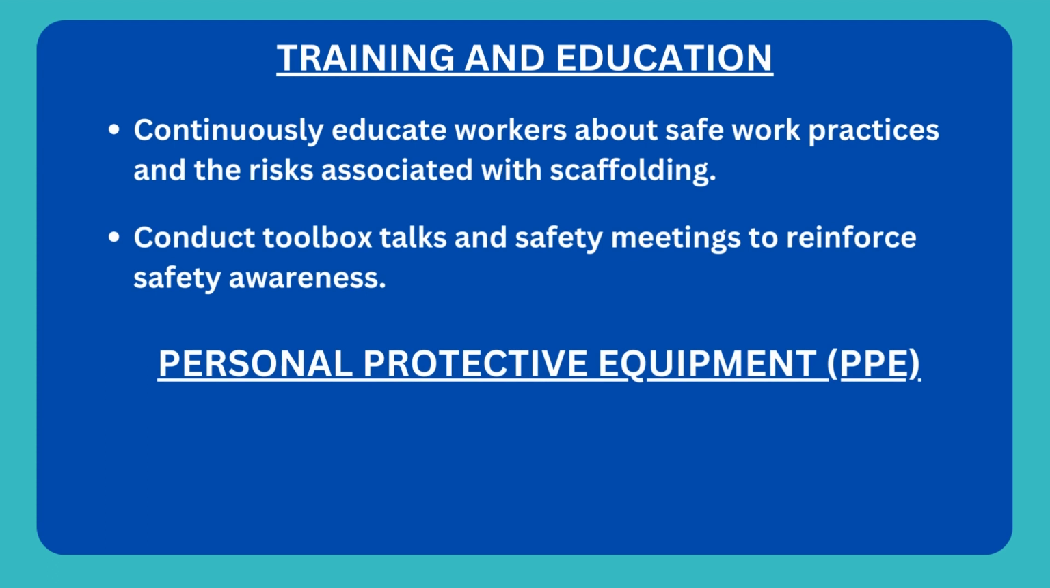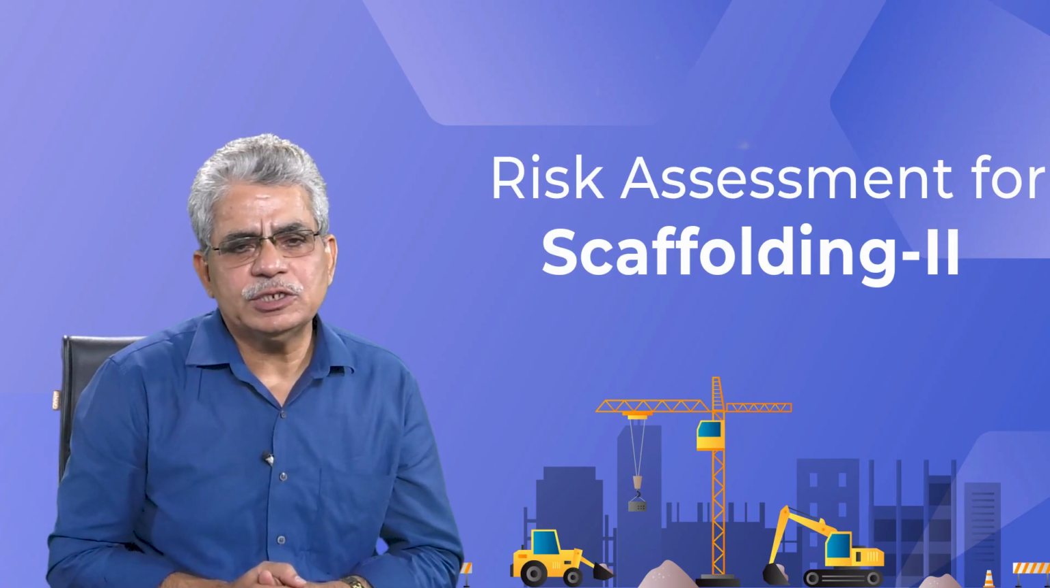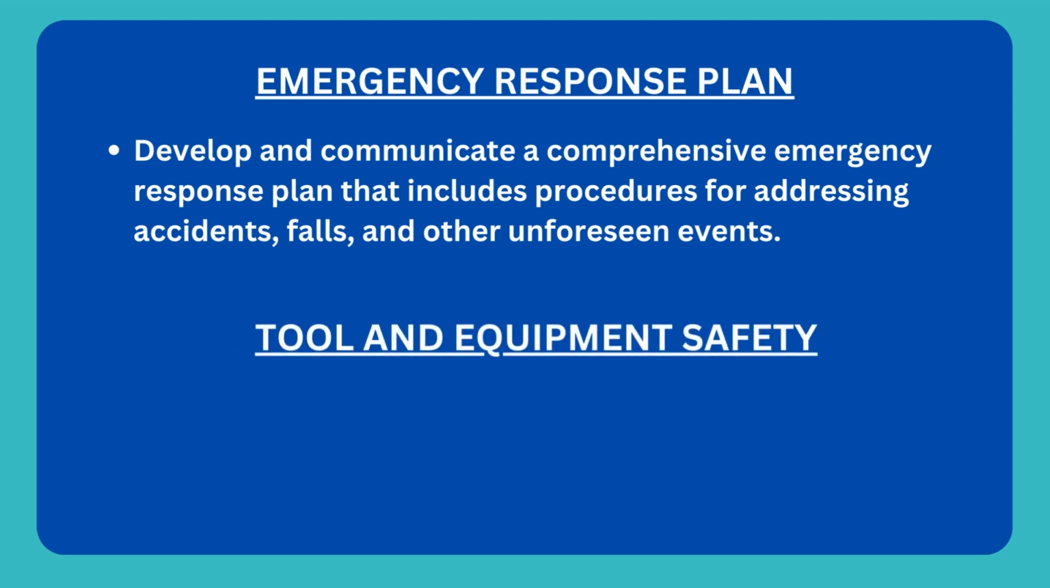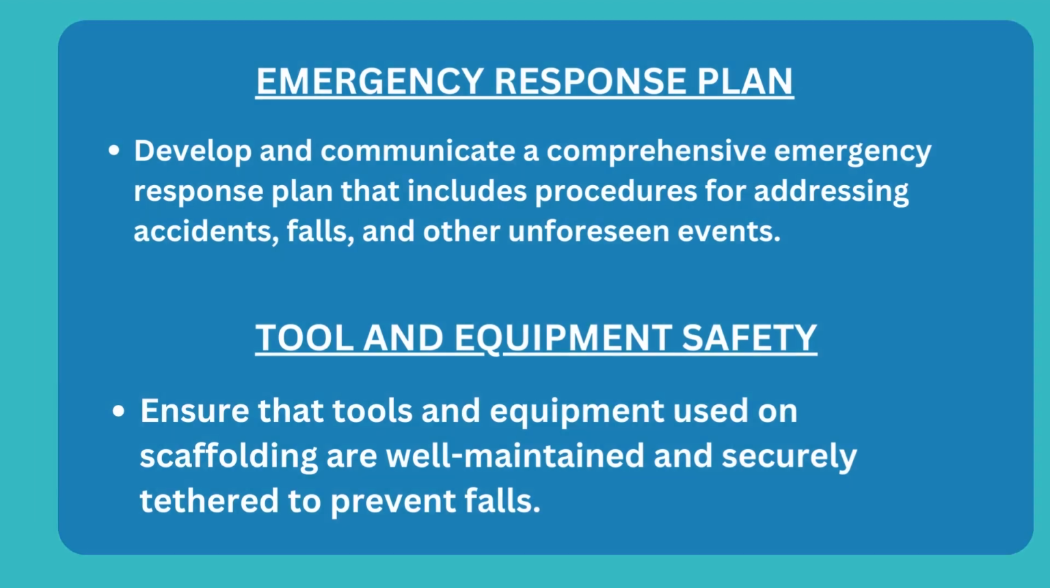Then personal protective equipment. Ensure that all workers use appropriate personal protective equipment including hard hats, safety glasses, high visibility vests and non-slip footwear. The next is emergency response plan. Develop and communicate a comprehensive emergency response plan that includes procedures for addressing accidents, falls, and other unforeseen events. The next is tool and equipment safety. Ensure that tools and equipment used for scaffolding are well maintained and securely tethered to prevent falls.